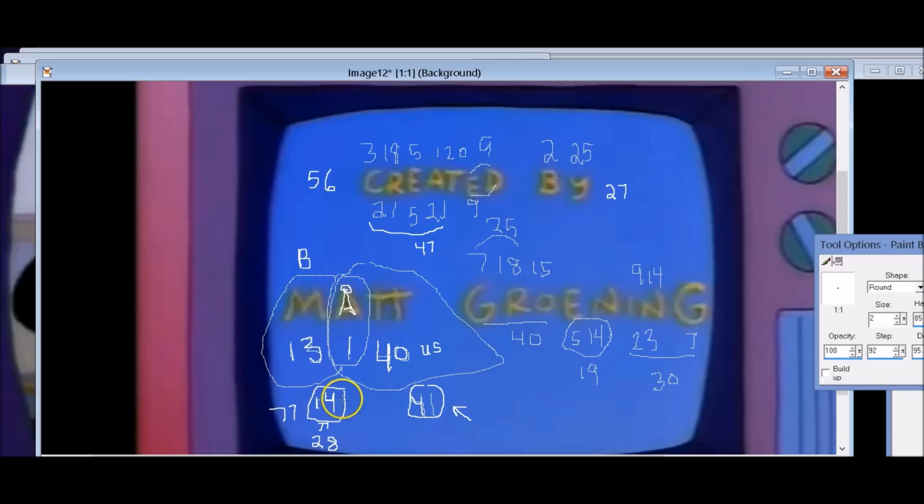So this adds together to be 54, I believe. Am I right? Yes. So that's a 9. Let's just put that there.